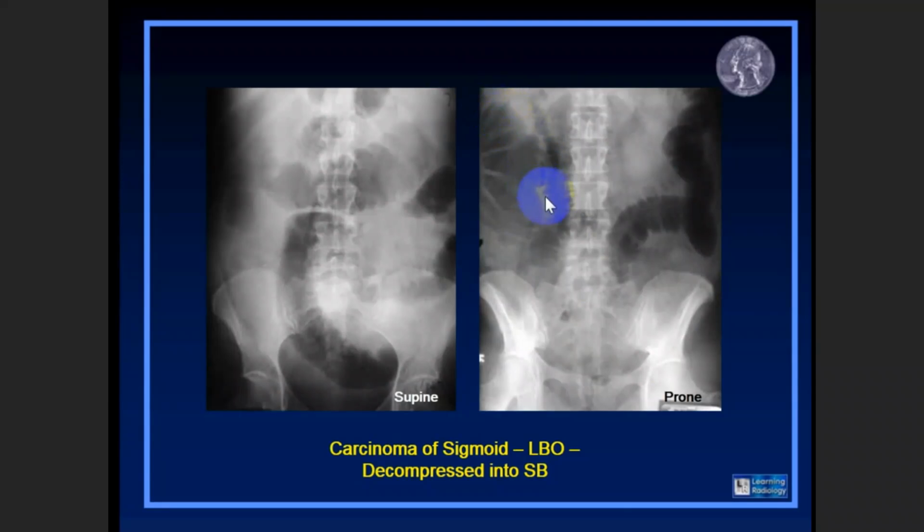The difference between the large bowel, which is located peripherally, and the centrally located small bowel is the valvulae conniventes. Here we have incompetent ileocecal valve. The ileocecal valve is a valve between the ileum and cecum. Over here, the right iliac fossa.